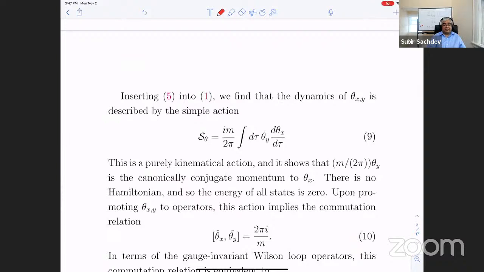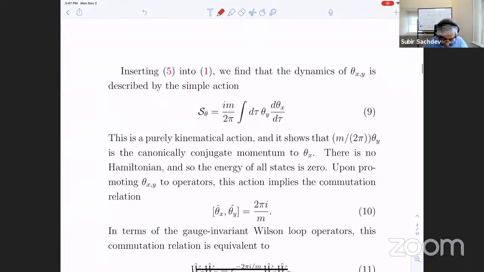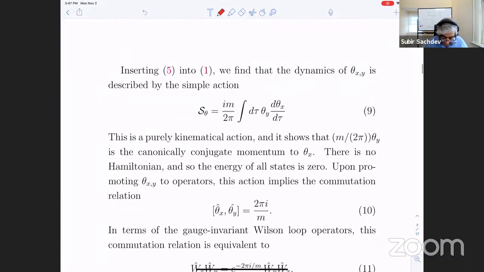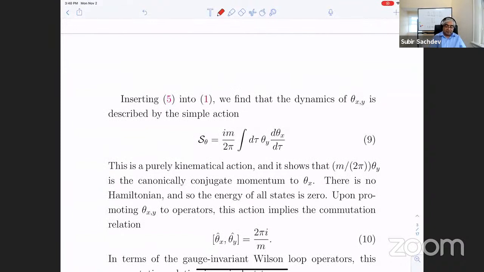So the action for theta is I times m over 2 pi times theta y d theta x d tau, where m is an integer. And I think at some point here, this whole thing will only make sense if m is an integer, because theta x goes to theta x plus 2 pi. If you do a large gauge transformation on this action, you'll find that it only makes sense if m is an integer. Okay, but now this is a very familiar looking action. This is the simplest action we ever found, of just a free particle, even without any kinetic energy. Its mass is infinity.